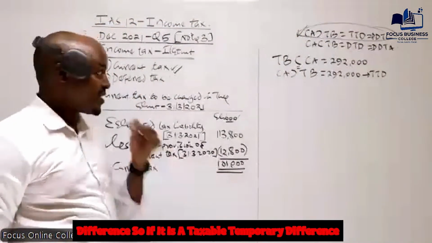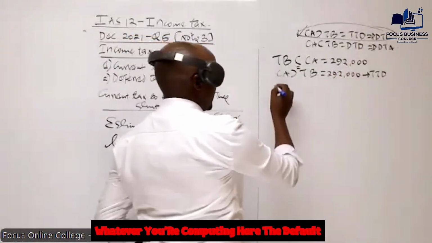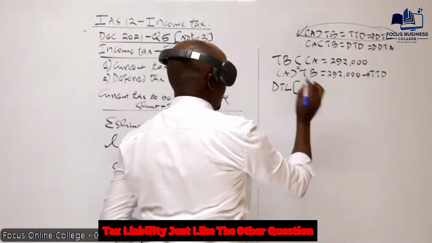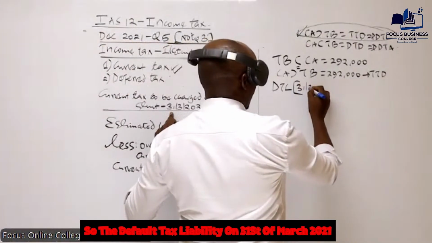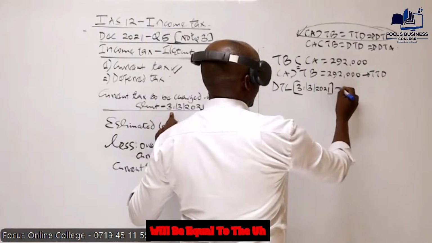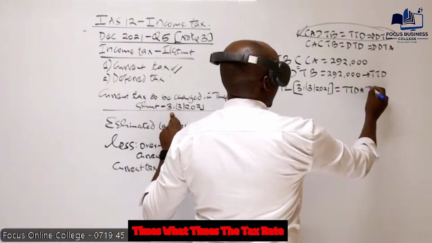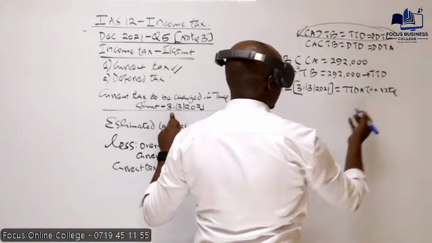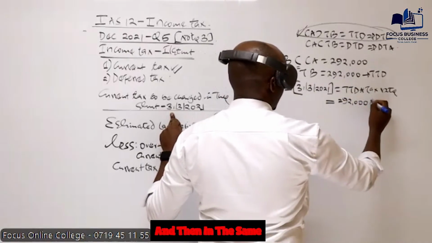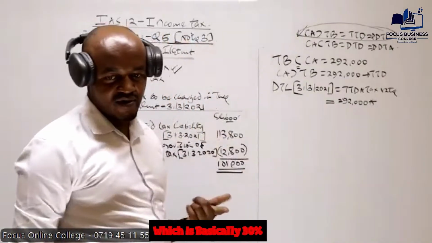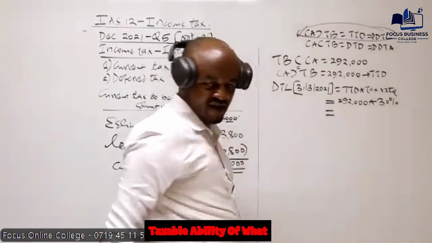So if it is a taxable temporary difference, what do we compute? We compute the deferred tax liability. Whatever you're computing here, just like the other question, will be the deferred tax liability at the end of the year. So the deferred tax liability on 31st of March 2021 will be equal to the taxable temporary difference times the tax rate. The taxable temporary difference is 292,000, and in the same point number 3, we have the tax rate, which is 30%. So this will give us a deferred tax liability of what?